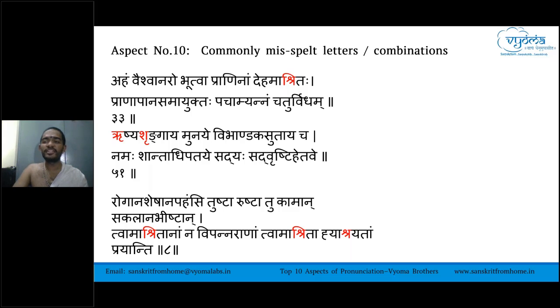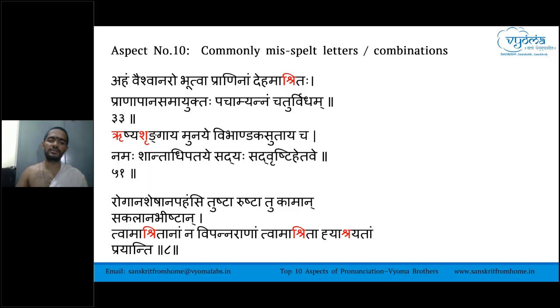Second shloka, if you see, it is Rishya Shringaya. There it is not Shri. It is Shringaya. Deham Ashritaha should not become Shri. Rishya Shringaya should not become Shri. Rishya Shringaya you should not say. Deham Ashritaha you should not say. Many people, in Ashritaha and mainly words like that, Shri becomes Shri. So you have to be very careful.